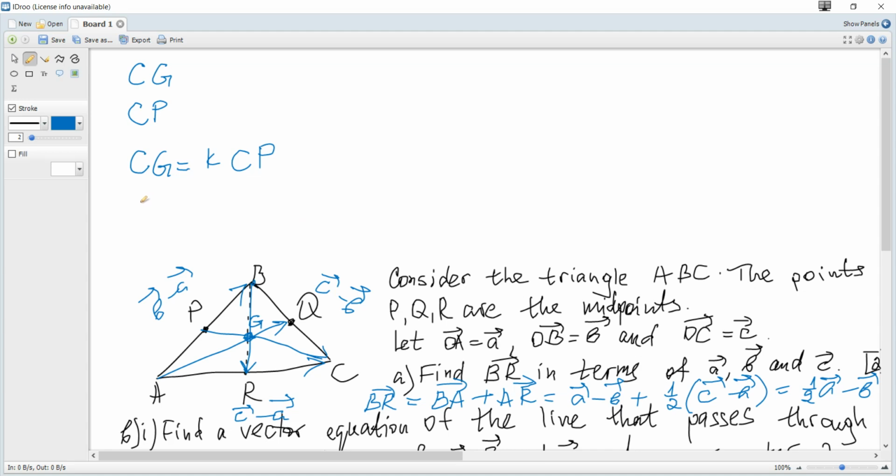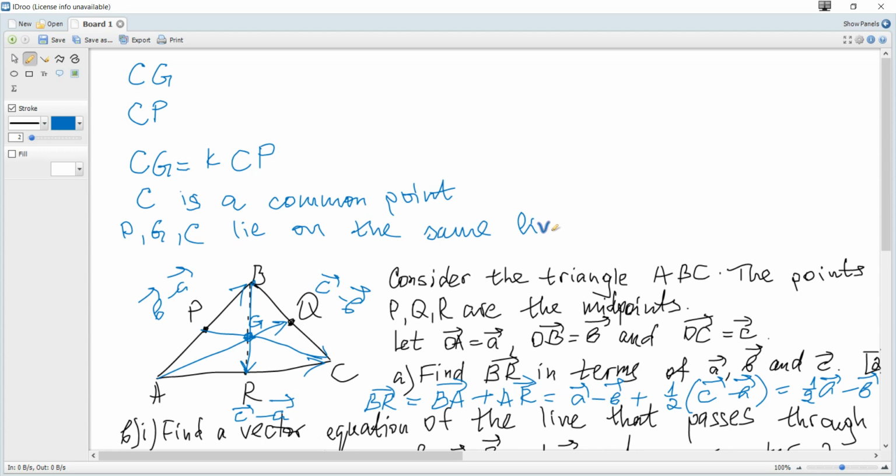And since point C is a common point, hence P, G and C lie on the same line, and hence PC includes G as required. So let's find it.